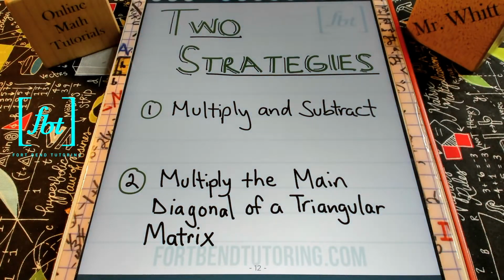Here, I just wanted to remind you guys that I'll be focusing on 2 strategies in this video. One will be multiplying and subtracting as we did in our very first problem, and 2 will also be multiplying the main diagonal of a triangular matrix. All right, so just keep in mind that many of our examples going forward will have 2 strategies displayed in order to solve them.